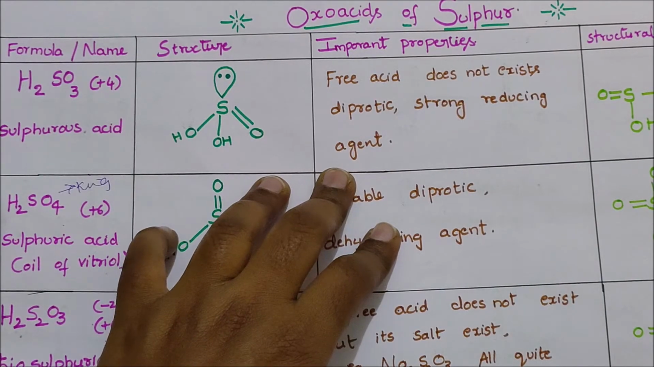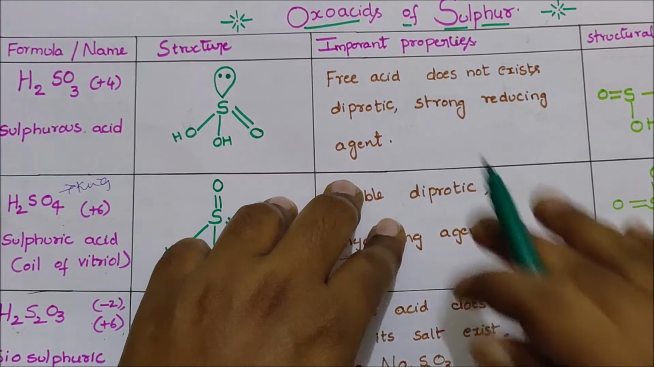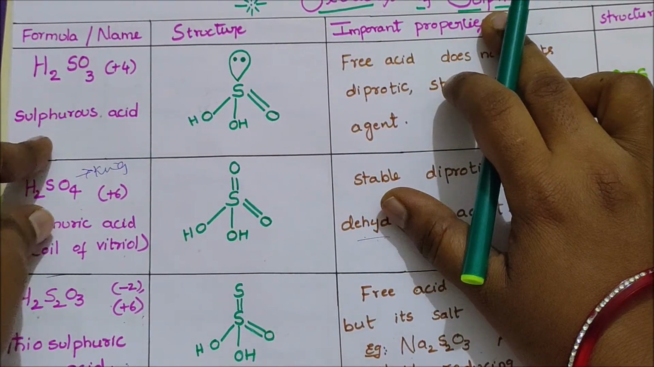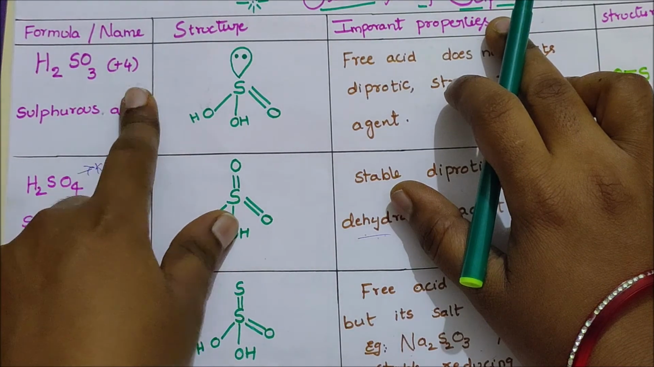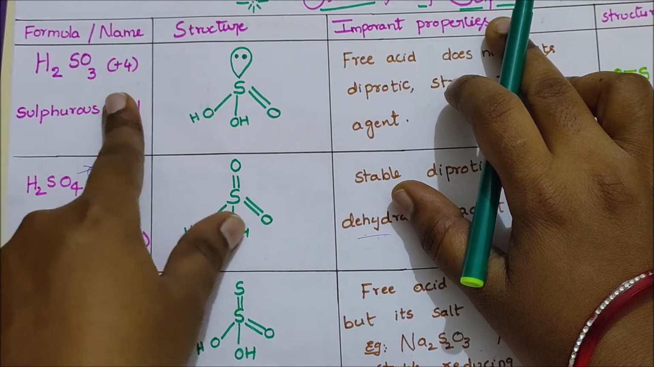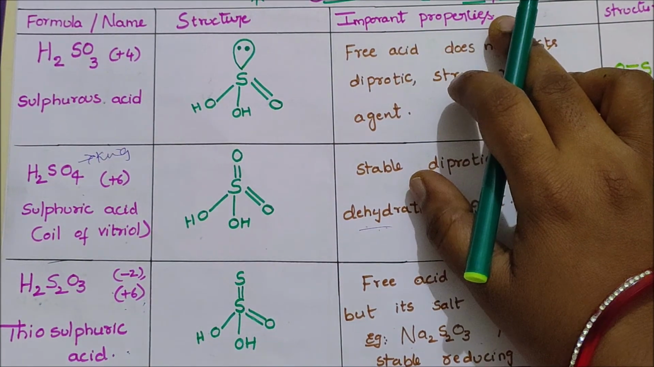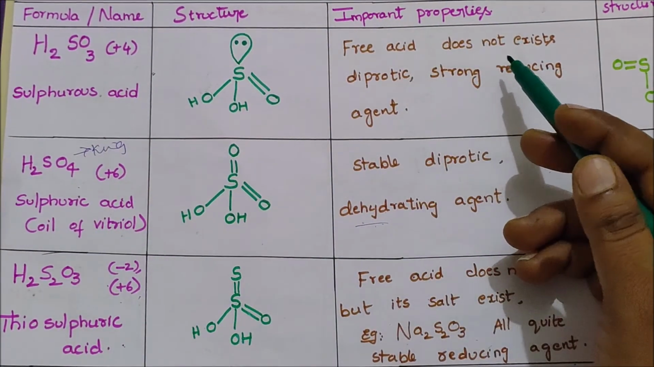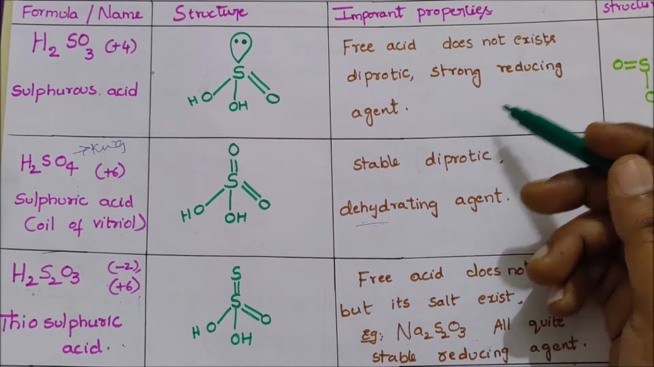And the oxo acids of sulfur can be tabulated like this. The oxo acids of sulfur contain mainly 8 oxo acids. The first one is H2SO3, called sulfurous acid. In H2SO3, sulfur exhibits a plus 4 oxidation state. It is a free acid that does not exist as diprotic, because it is a strong reducing agent.